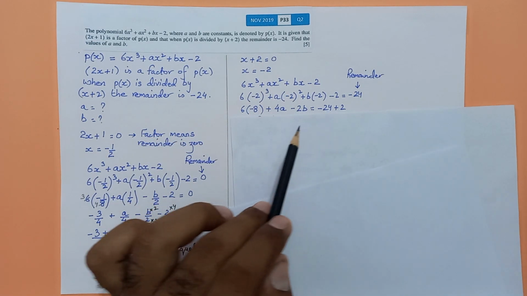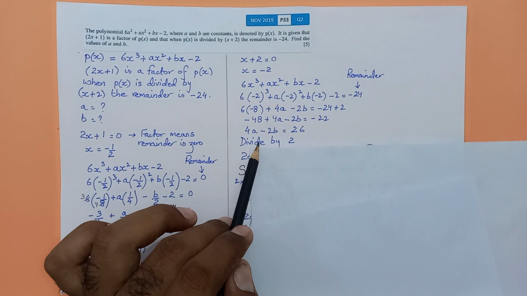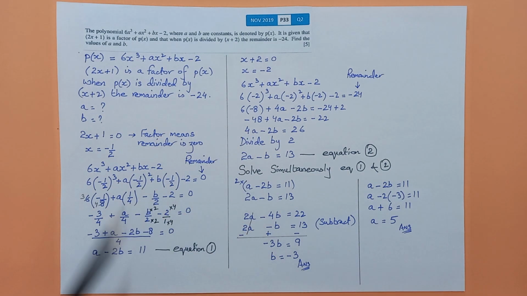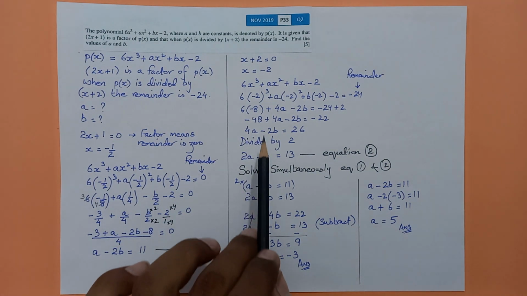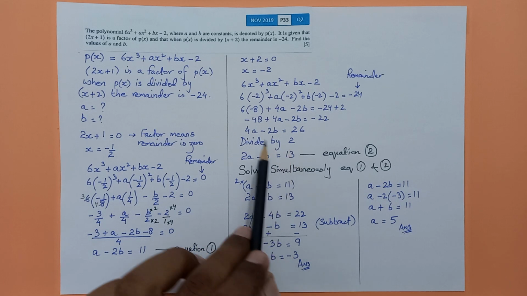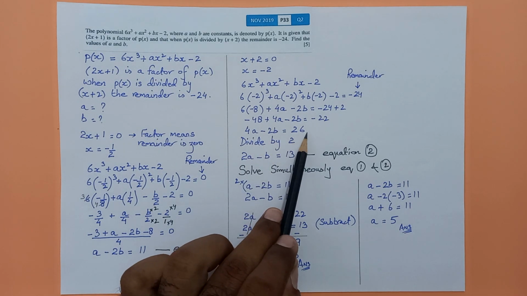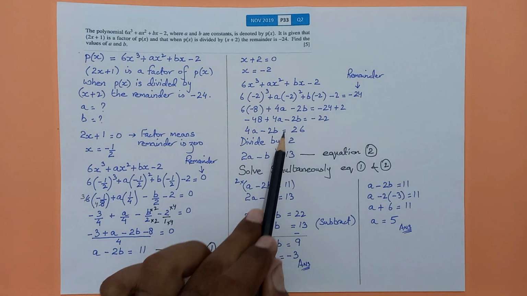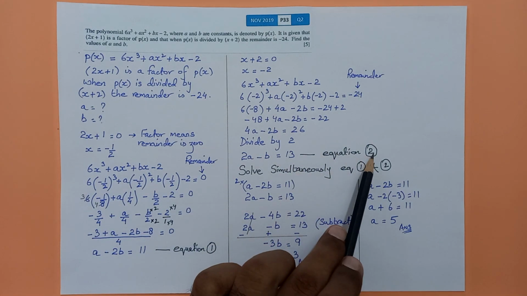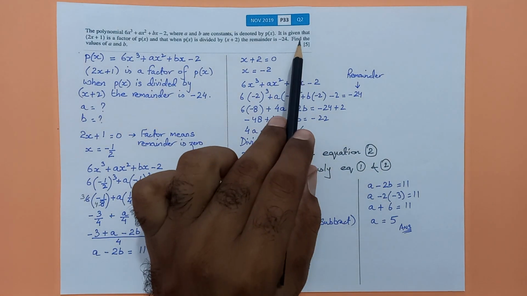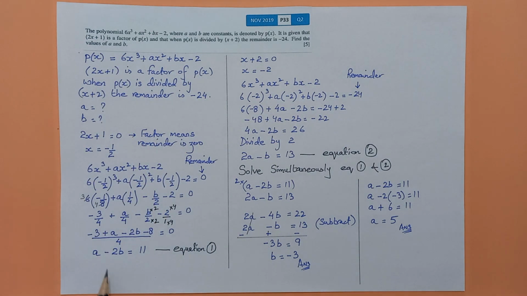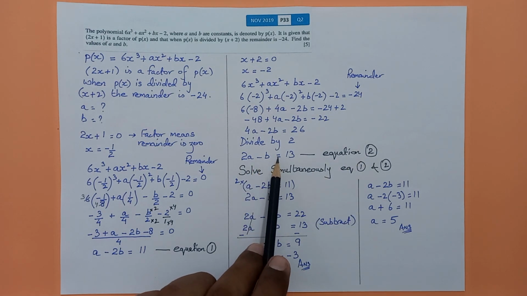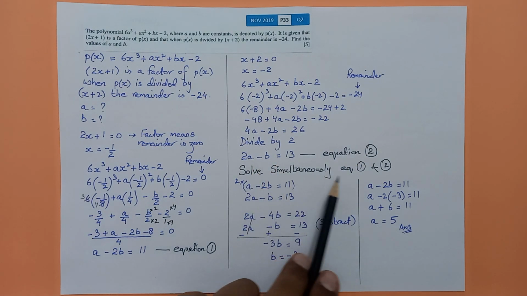And again, just simplify it, just square it. After simplification, we have 4a minus 2b is equal to 26, and we can simplify it by dividing by 2, so that 4a minus 2b equals 26 becomes 2a minus b equals 13, and this is our equation 2. Because the end result that we have to find is the values of a and b, we have equation 1 in terms of a and b, equation 2 also in terms of a and b. We can solve equation 1 and equation 2 simultaneously.